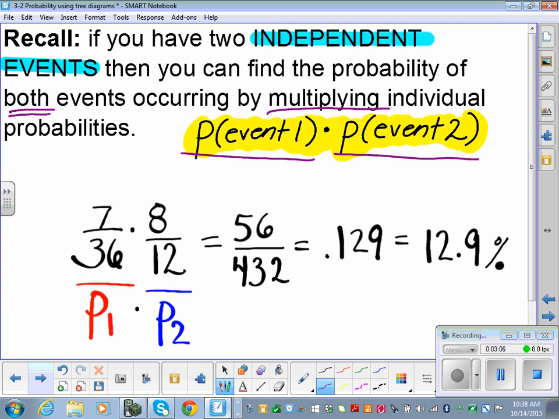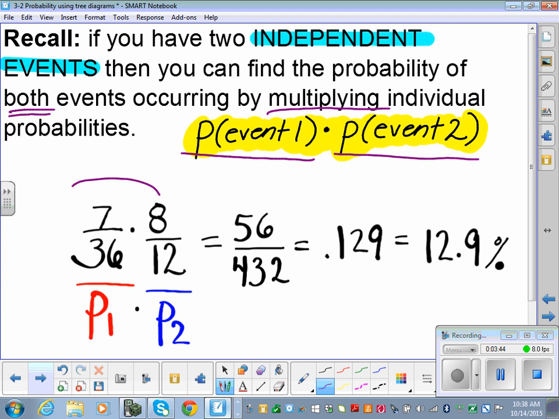Very good. So for example, if 7/36 was the probability of the first event happening and 8/12 is the probability of the second event happening, we can find the probability that both events happen by multiplying the individual probabilities. So I multiplied straight across: 56 over 432. Then I took my calculator, did 56 divided by 432, and got 0.129, and that is 12.9%. So there's a 12.9% chance that both events will happen. Does that make sense? We learned that yesterday, though, right? So I'm just recalling. We'll use that again today.